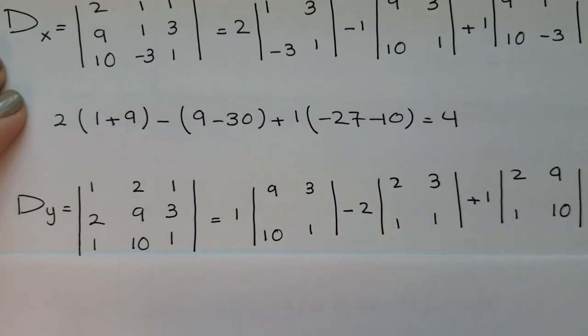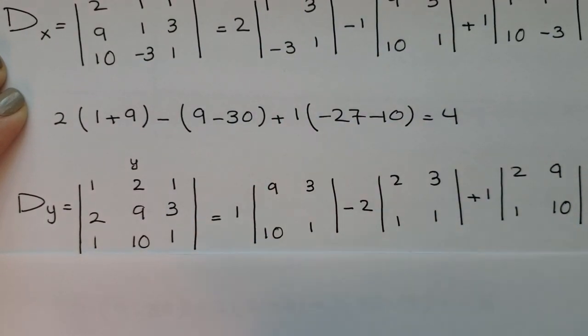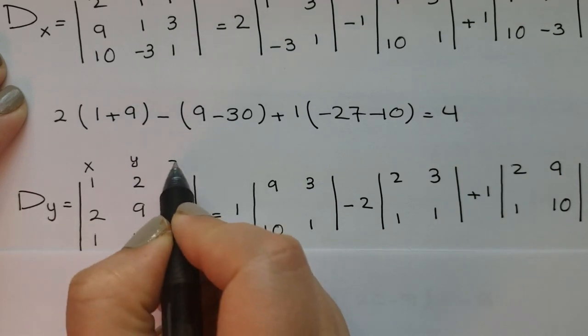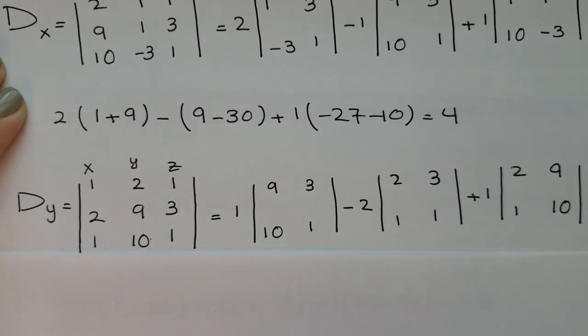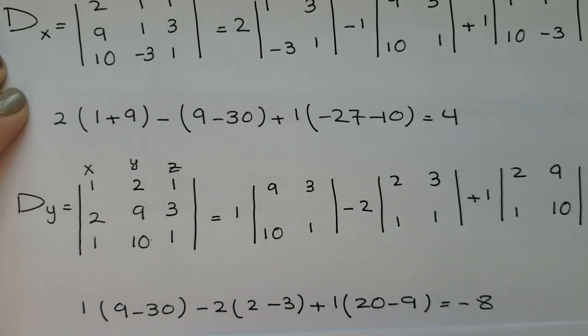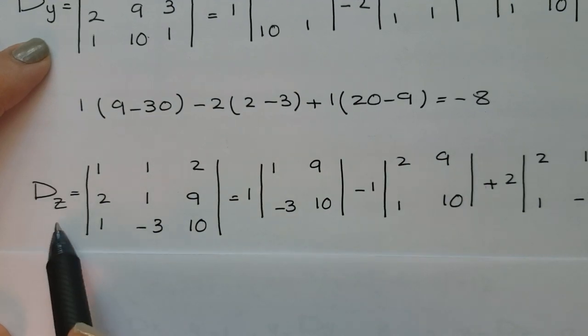The next determinant we have to calculate is dy. Remember, y is the second variable, so y should be replaced with the constant, which is 2, 9, 10, and the x and z columns wouldn't change. Then afterward, we have to calculate this determinant, do all the calculations, simplification, and then the final answer would be negative 8.